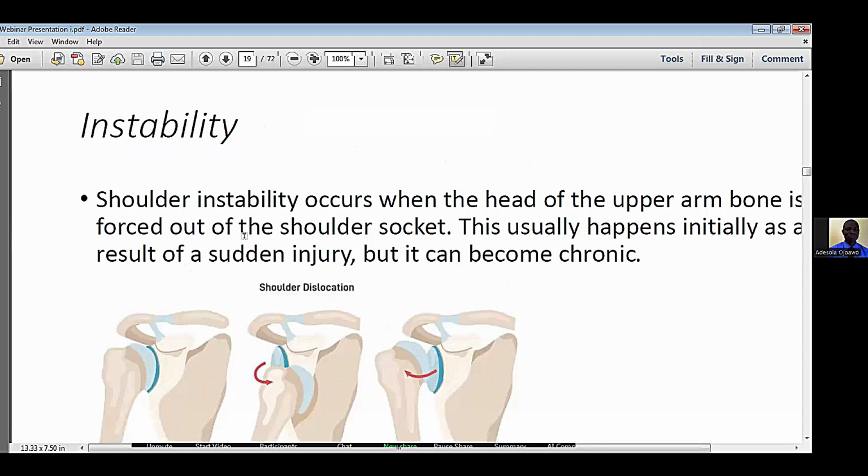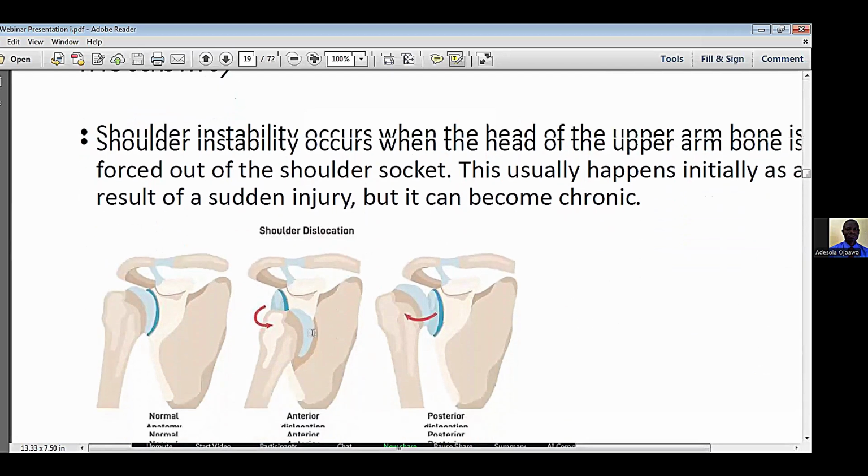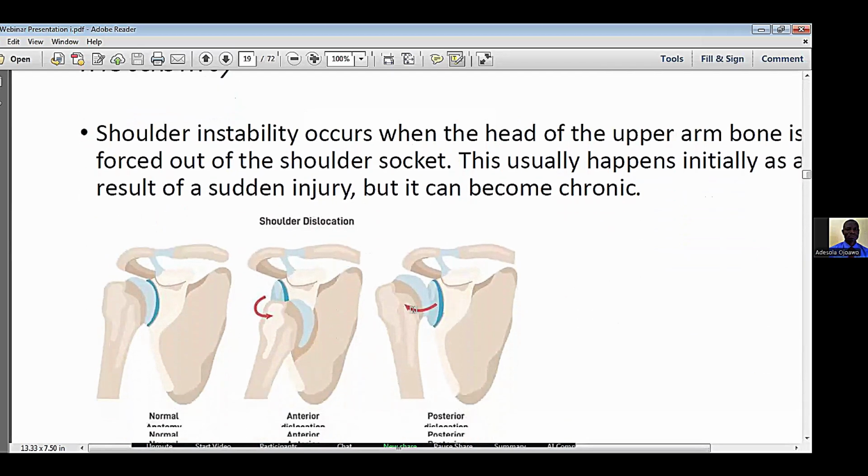But you come to instability. Shoulder instability occurs when the upper arm bone is forced out of the shoulder socket. I put that for us so that we have the anterior instability, we have the posterior instability. We can have inferior instability as well. This picture does not capture inferior instability. We can have it. Right.